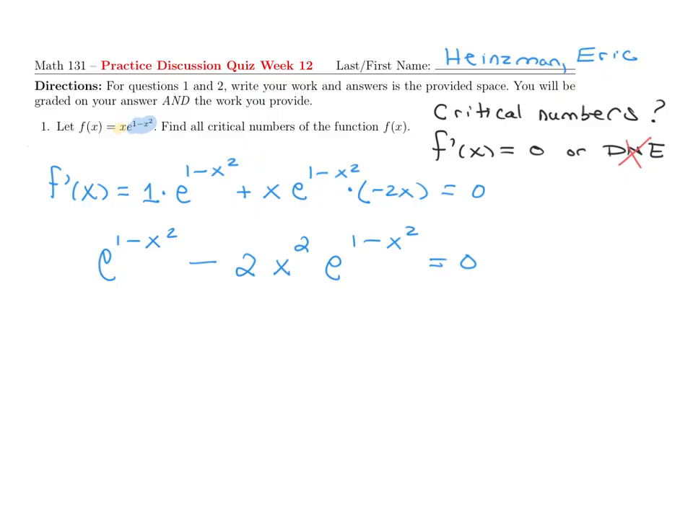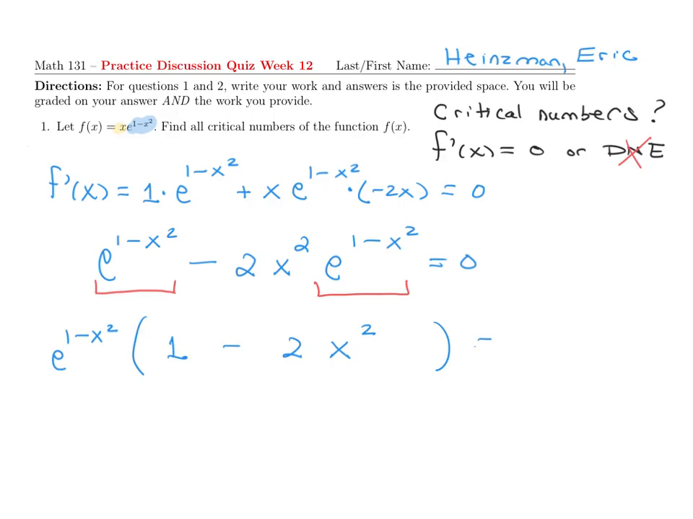The approach to solving this one is to factor, and I'm seeing that I can factor out this and this from both terms. In doing so, if you factor out e to the 1 minus x squared, in parentheses, you have to have something left over here. That will just be 1. And then you'll have minus 2x squared. You can check by multiplying this back in. It'll take you to the previous line.